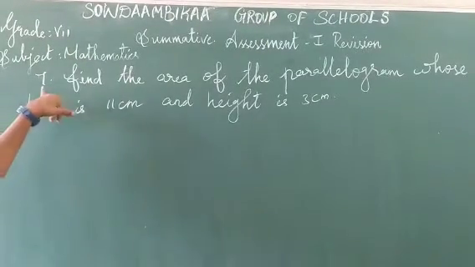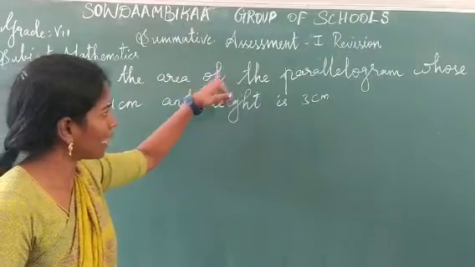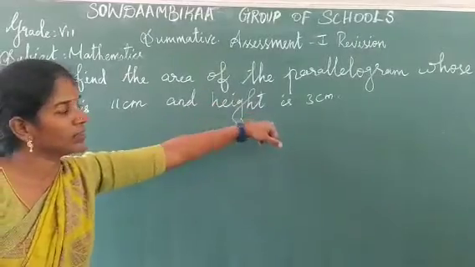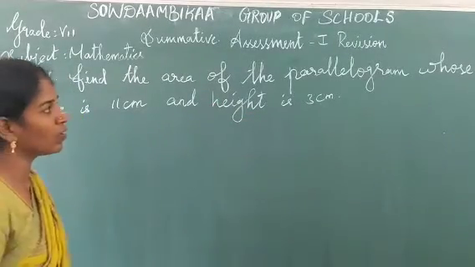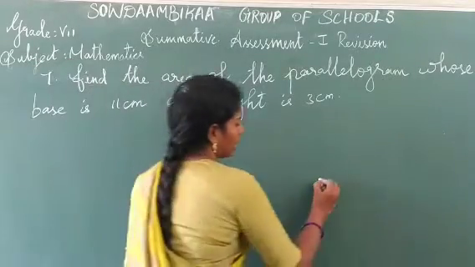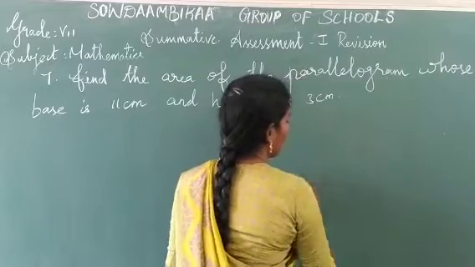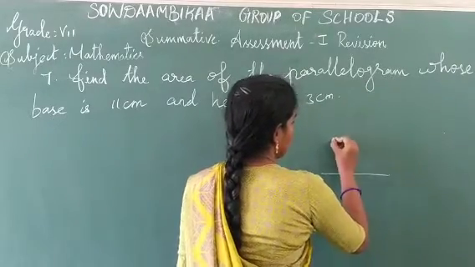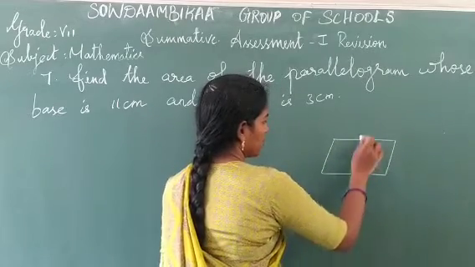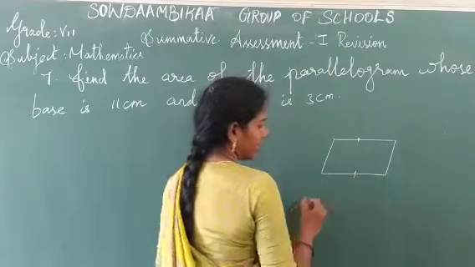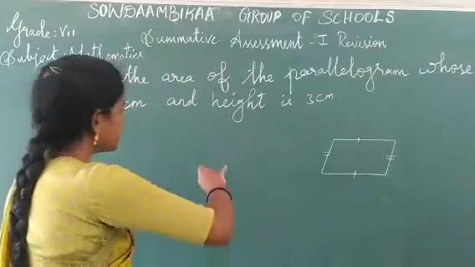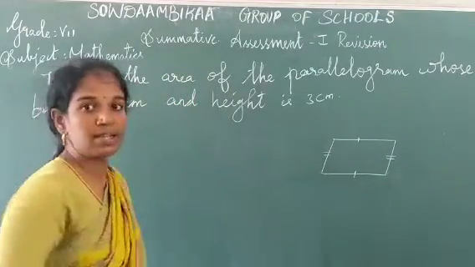Listen. Next sum. Find the area of the parallelogram whose base is 11 centimeter and height is 3 centimeter. Okay, dear, we know very well the formula. We have to find out the area of the parallelogram. What is a parallelogram? Opposite sides are parallel and equal. Okay, the opposite sides are parallel and equal. Okay, these two sides are equal.